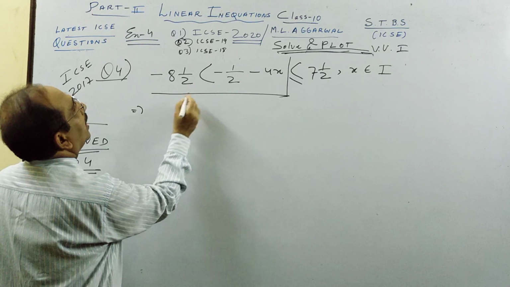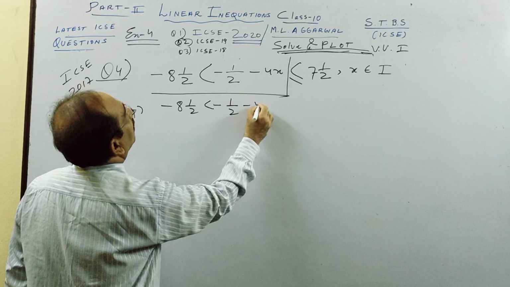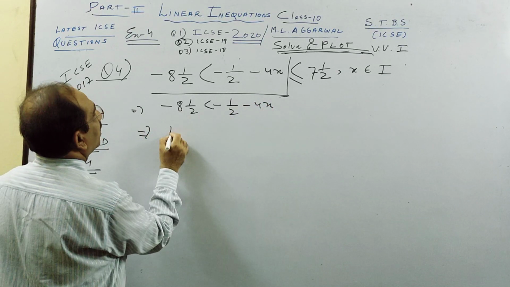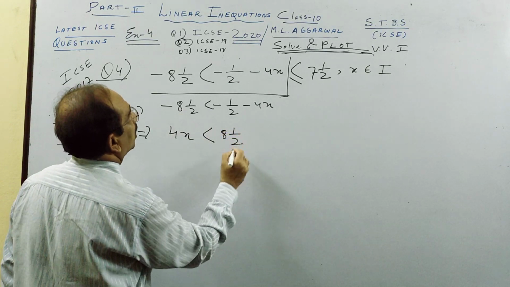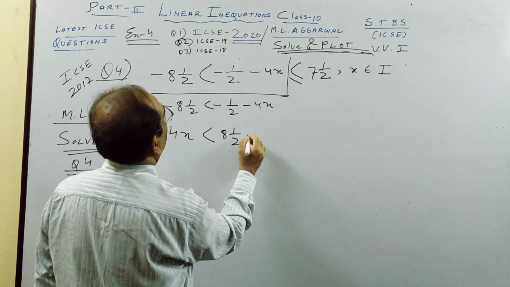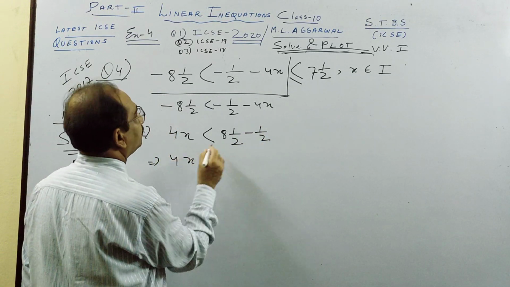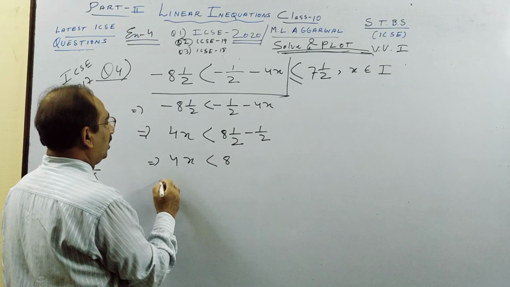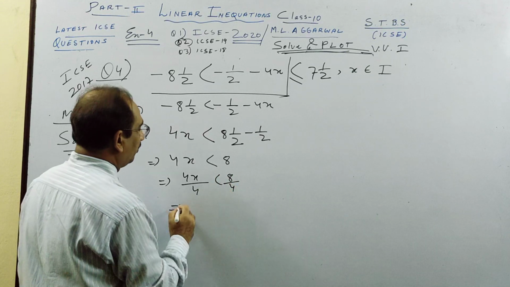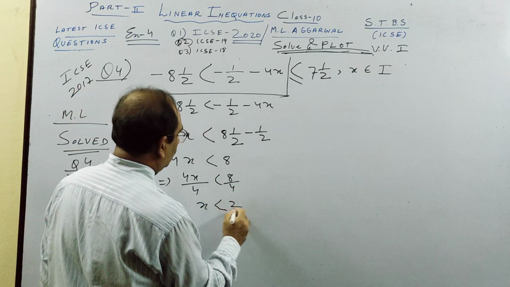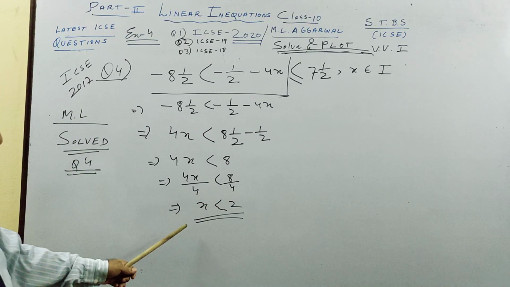So minus 8.5 less than minus half. So 4x becomes plus here when you transpose. 8.5 becomes plus minus half. So 4x is less than 8. 8.5 minus 8.5, so we divide by 4. So we get x is less than 2. X is less than 2.